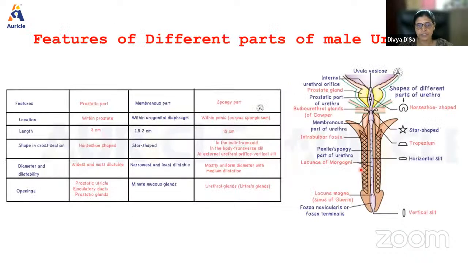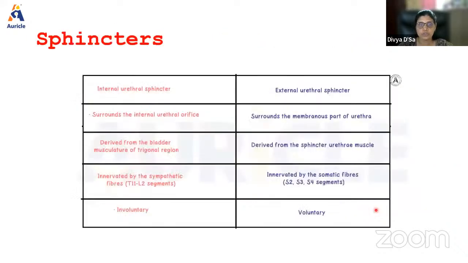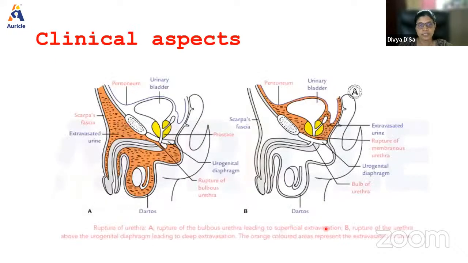Here we have the internal urethral sphincter and the external urethral sphincter outside. You should know the differences between those two sphincters. The internal surrounds the internal urethral orifice, whereas the external surrounds the membranous part of the urethra. The internal is derived from the bladder musculature of the trigonal region, whereas the external is derived from the sphincter urethrae muscle. The internal is innervated by sympathetic fibers, the external by somatic fibers. The internal is involuntary, the external is voluntary. Those are the differences.